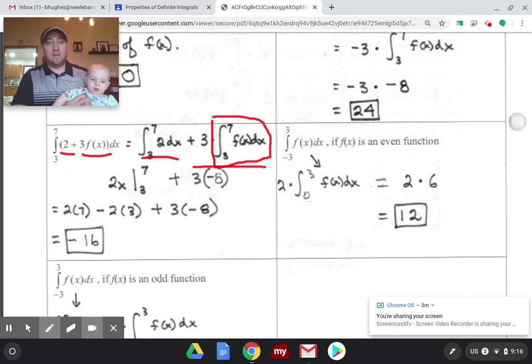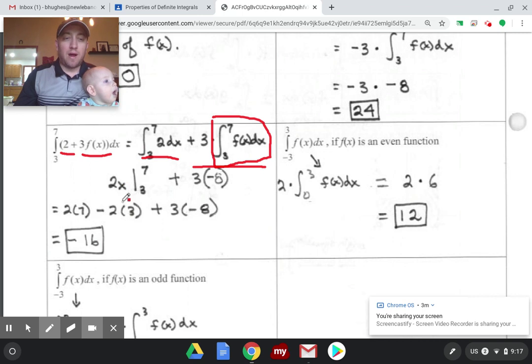If I look at the other one, the integral from 3 to 7 of 2 dx, we don't have any information about that part showing up in our directions. So we just have to integrate like we normally would and then find the answer. The antiderivative of 2 is 2x. Then I'm going to plug in my two values. I plug in 7 and then minus plug in 3, which is what they did.